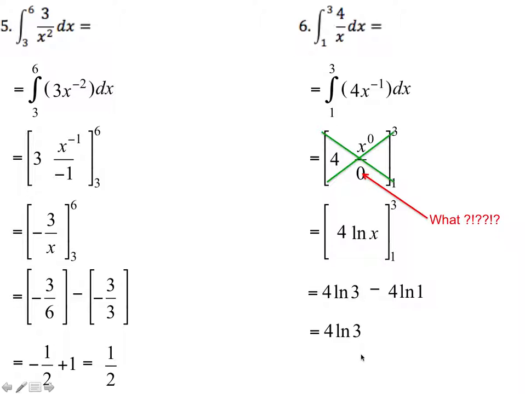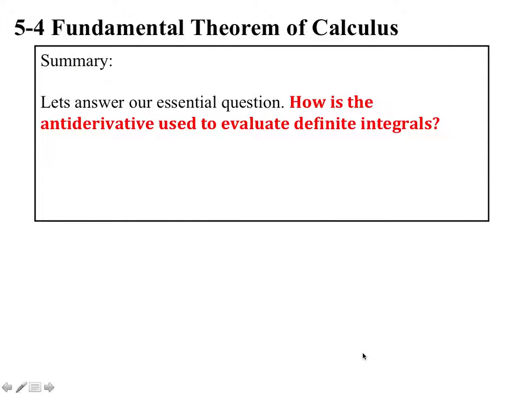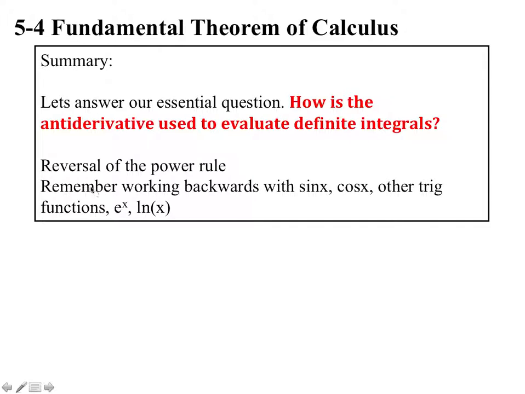So there are 6 examples, and they're pretty closely tied to what you're going to see on the homework tonight. So how is the antiderivative used to evaluate the definite integral? We know that the antiderivative, if it's a power, is a reversal of the power rule. Sometimes when it's not a power, we have to work backwards with sines, cosines, other trig functions, e to the x, ln x. So we have to remember how to reverse those derivatives to get antiderivatives in order to evaluate the definite integrals.